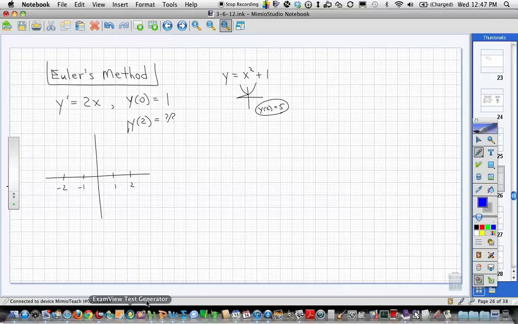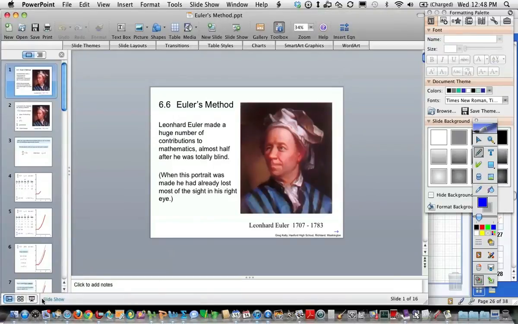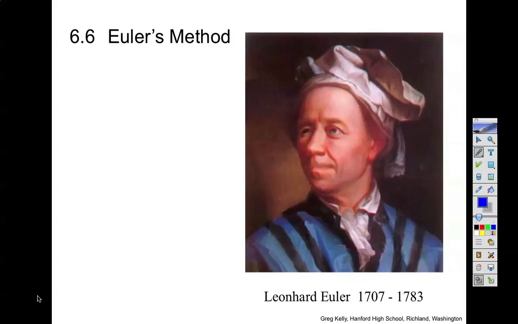So let's go. What do we got? I mean, we got PowerPoints today. I'm using the tablet. I got the markers going. Calculators here in a minute. That's awesome.